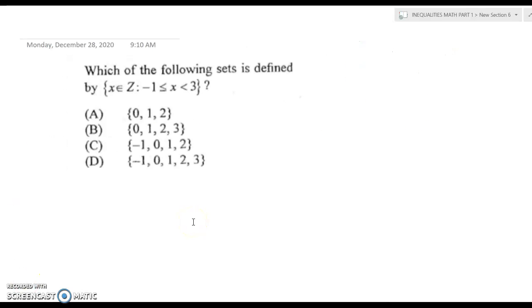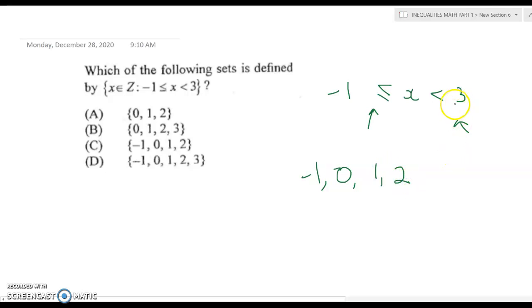And another similar multiple choice CXC question here. So we have -1 less than or equal to x less than 3. We have our equal line here. There's no equal line here. So that means we include the -1, and then we go into 0, then 1, 2. We are not including the 3 because there's no equal line here. So this is my set of values, which would be option C.